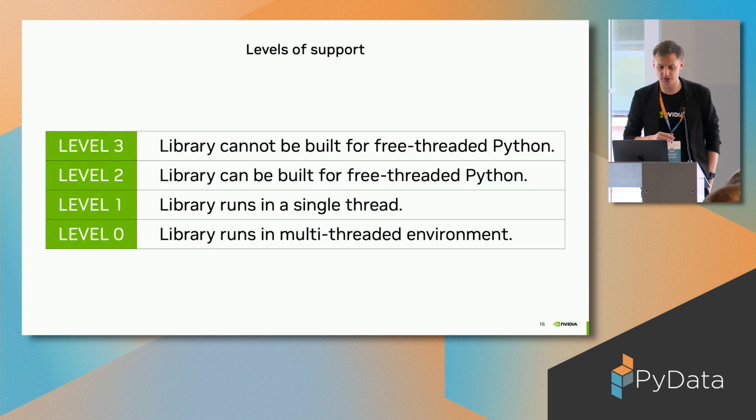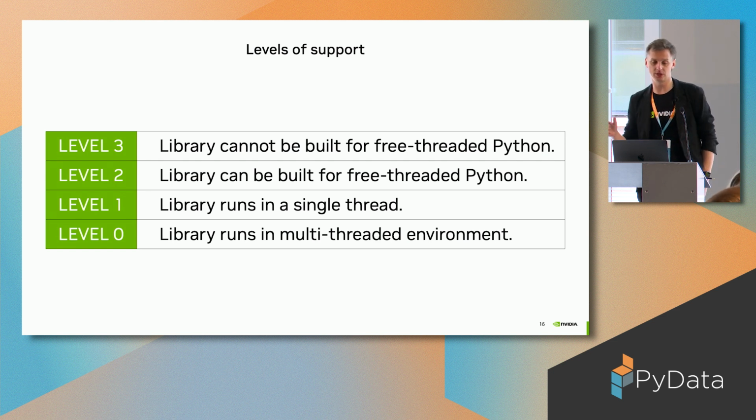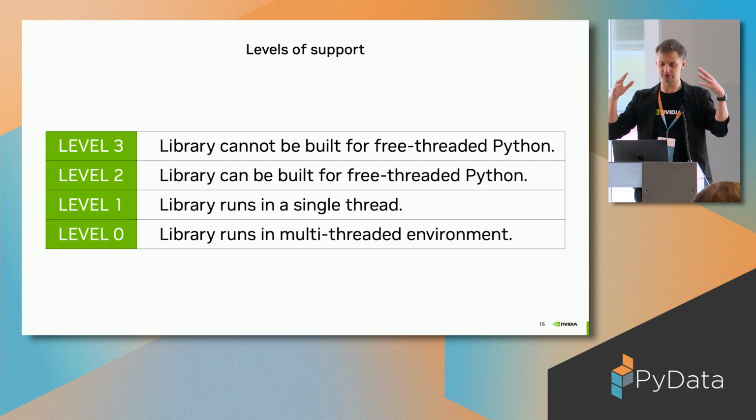I also put here some levels of support. This is something that, when I was working on adjusting the NVIDIA software stack to free-threaded Python, I figured out: there are some kind of levels of support. So level 3 is the level where the library does not work with free-threaded Python. It can be built even.